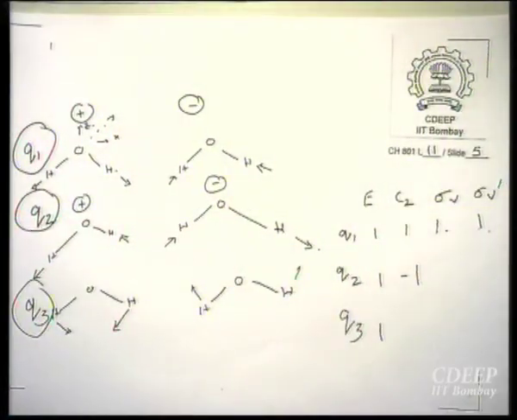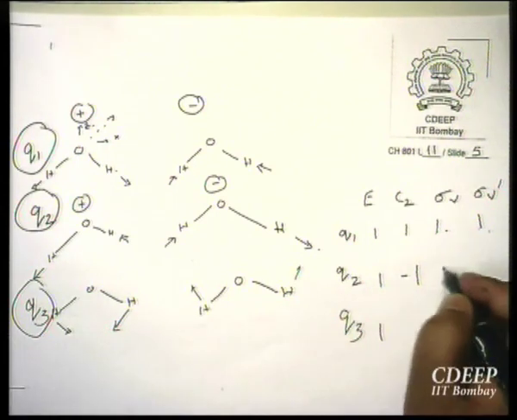Plus goes to minus, minus goes to plus. Understood? Okay, very good. So, will you let me write minus 1 here? What about sigma V? Sigma V is the molecular plane. With respect to the molecular plane, is there any change? No, because it is on the plane, right? So the character is minus 1, plus 1.